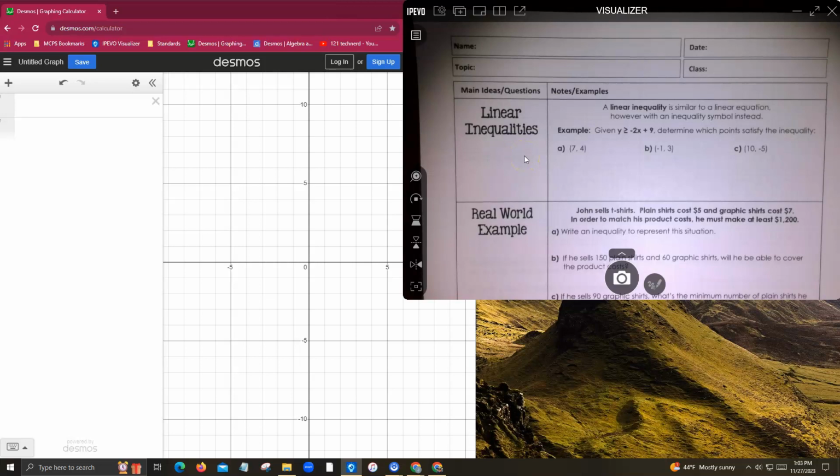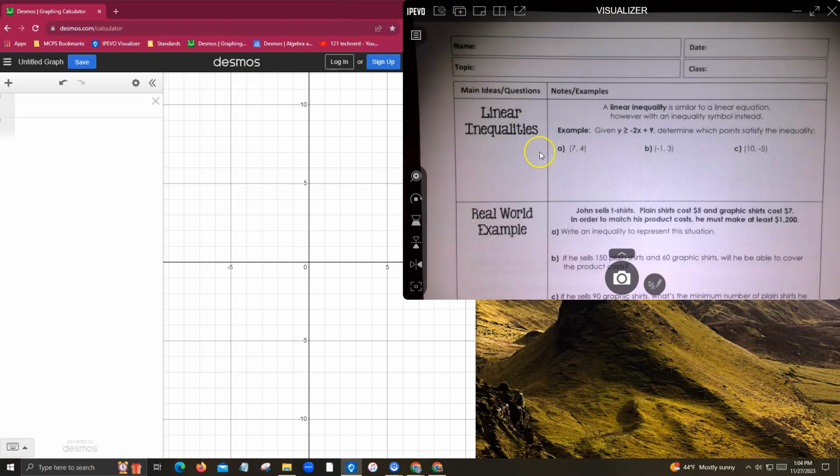All right, so we're talking about linear inequalities. You did linear inequalities already with one variable where you had either an x or a y or a z or whatever, but you only had one letter. Now we're going to be doing linear inequalities with two letters, and then we're going to do some real-world examples with that. So the first thing we're going to do is let's talk about linear inequalities in two variables.